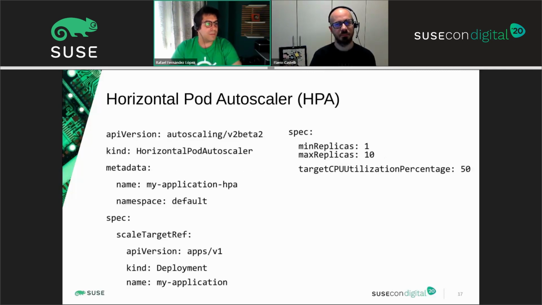This is one example of the horizontal pod autoscaler. As you can see, you can name it as you want. The important part here is the spec, where you say what target it is referencing. In this case, it's referencing a deployment called my application.